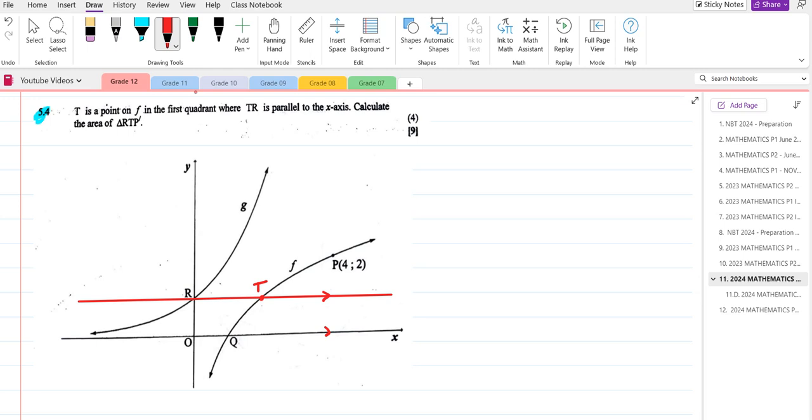Calculate the area of triangle RTP prime. Now P prime was here, which was (2, 4). So we can get the coordinates of R. We should start by doing that, because we want to find the area of this triangle here. Basically, we're finding the area of this triangle.